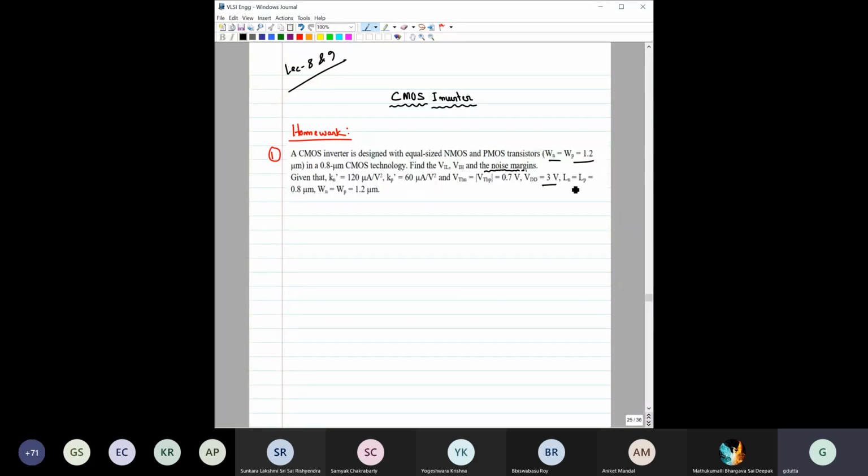VDD is mentioned as 3 volt. LN and LP, that is the gate length. This information is given to you, and you need to find VIL and VIH, and to find the noise margin you need these two as well. So no need to explicitly mention this. Please do this by tonight. I will share the solution for this problem tomorrow in the group email. Do you have any question for this homework?